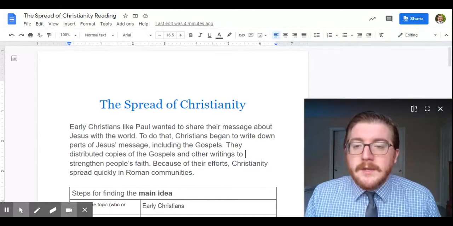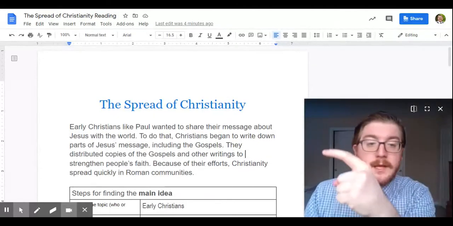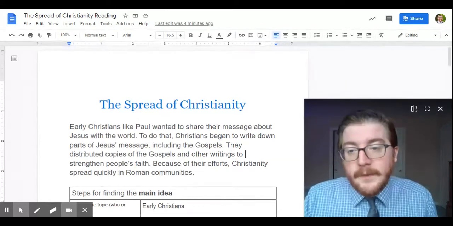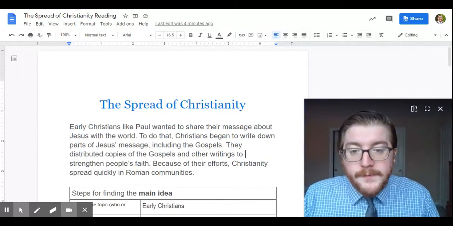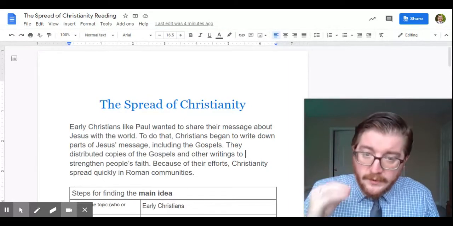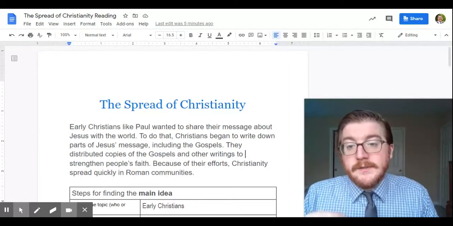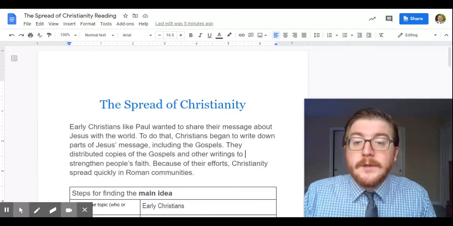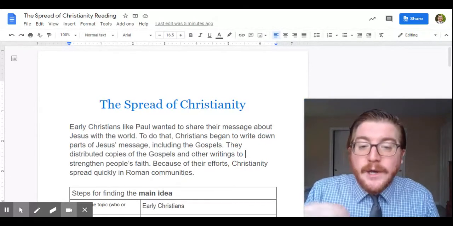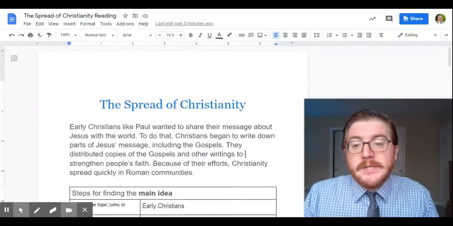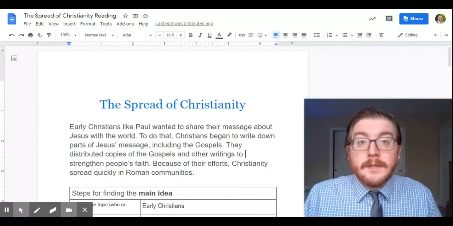Here is our first paragraph, so go ahead and look over here. It says, the spread of Christianity. Early Christians, like Paul, wanted to share their message about Jesus to the world. To do that, Christians began to write down parts of Jesus' message, including Gospels. They distributed copies of the Gospels and other writings to strengthen people's faith. Because of their efforts, Christianity spread quickly in Roman communities.